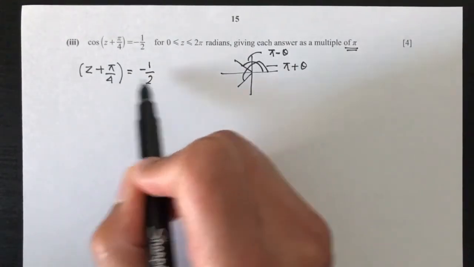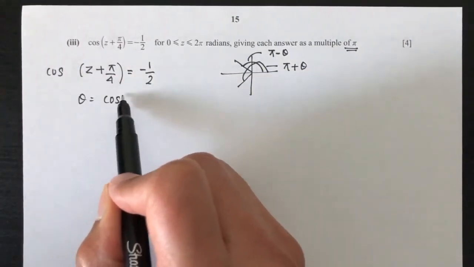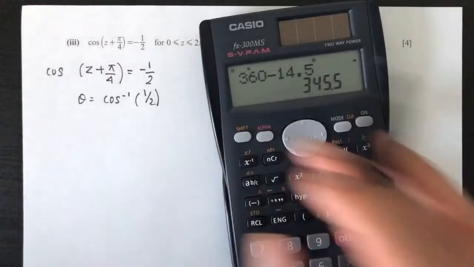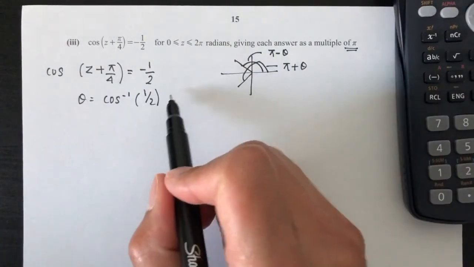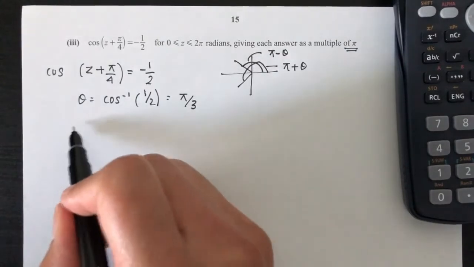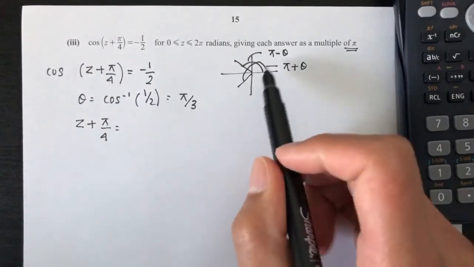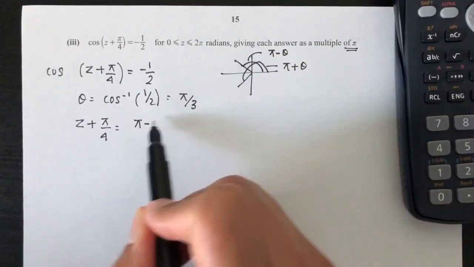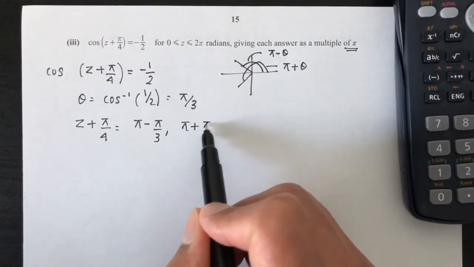This is minus half cos. So theta is taking the cos inverse of the positive value. So let's do that. Cos inverse of 1 over 2, that is 60 degrees, which is pi by 3. Now, the value of z plus pi by 4 is equal to, first one is pi minus this, so pi minus pi by 3, and then pi plus pi by 3.